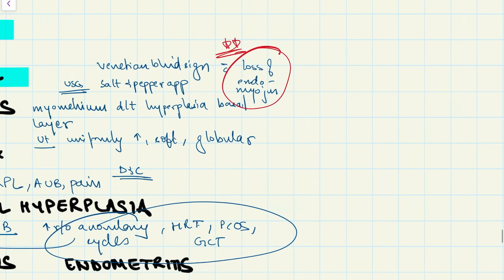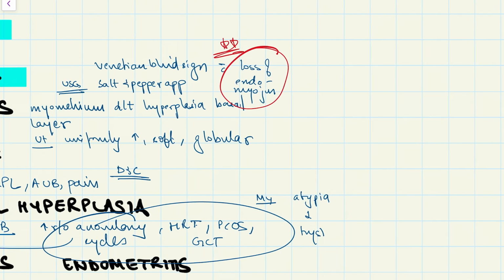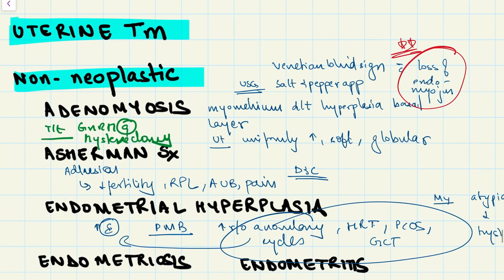So we read in the last class that for management of endometrial hyperplasia, if atypia is present, then the management will be hysterectomy. But in cases where there is no atypia, or that is endometrial hyperplasia without atypia, we can give progesterone, because progesterone causes atrophy of the endometrium, right? Next condition is endometriosis.